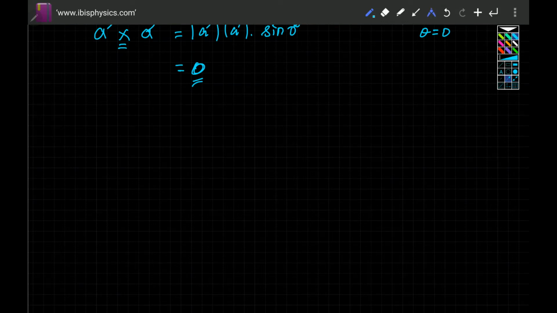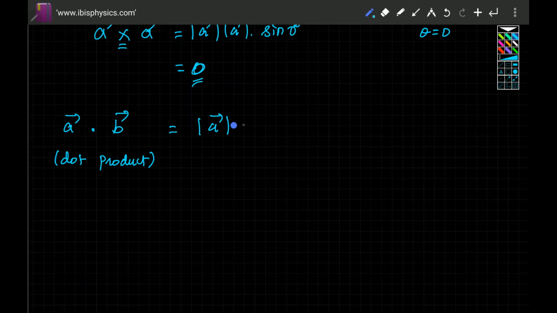So the second way of multiplying one vector, A vector, with another vector, B vector, is through dot product. When you multiply two vectors using dot product, as a result you get a scalar. So it is modulus A modulus B into cos theta. I'll explain what it is. Modulus A is simply the number A, modulus B is simply the number B, and cos theta is whatever the angle is.